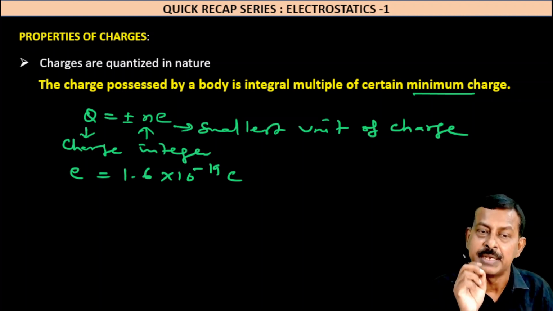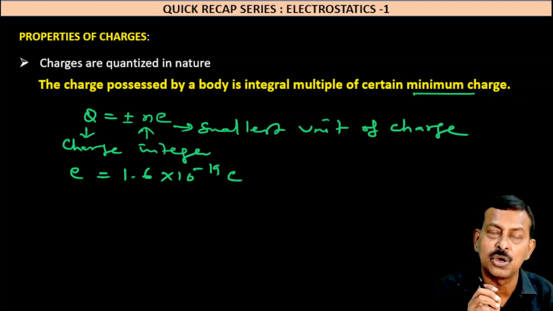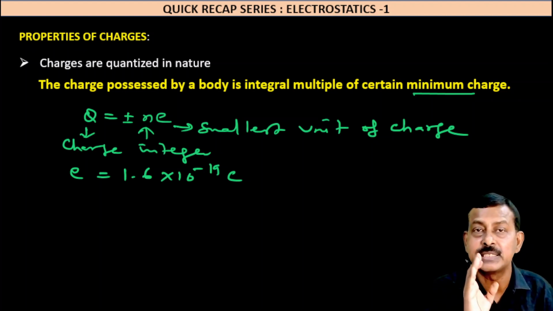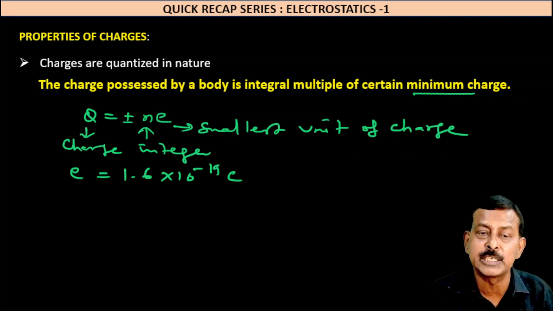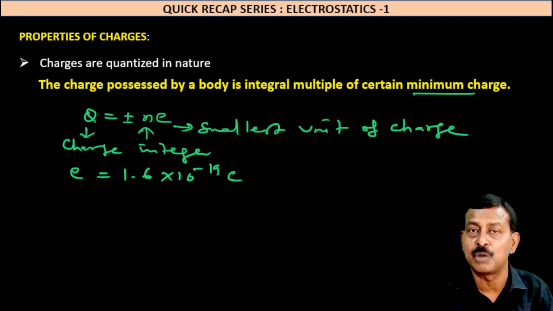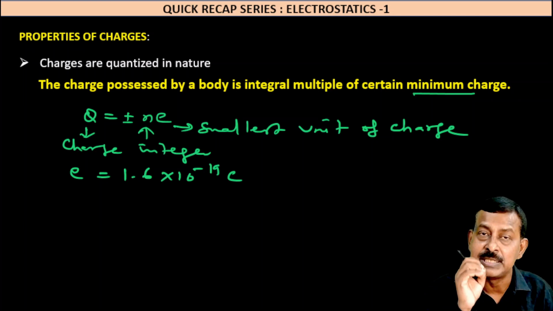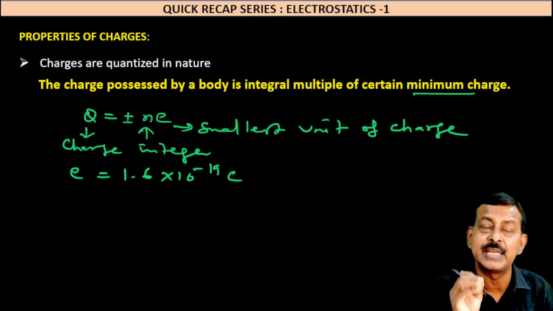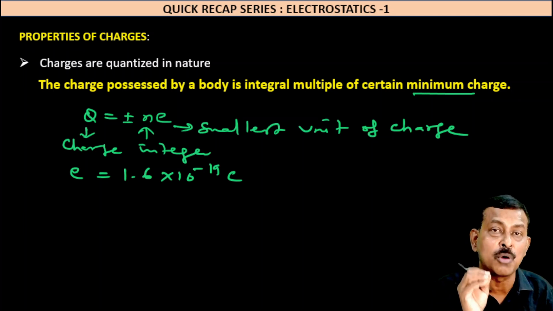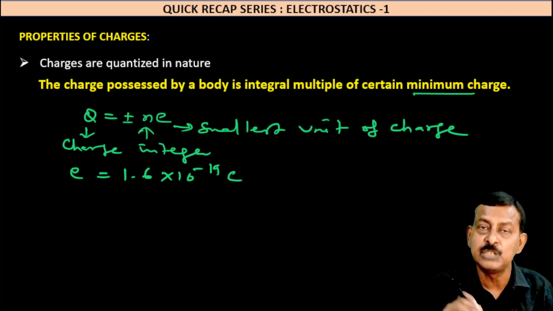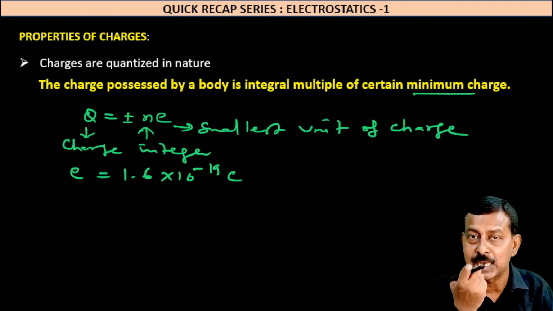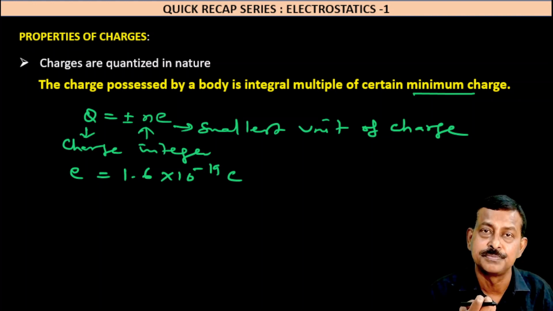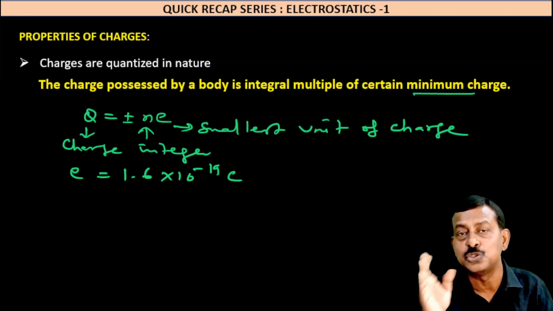Do remember, never say that quantization law is that the charge possessed by a body is an integral multiple of the charge on the electron. Although we use this expression Q equals n e for solving numericals, at this moment we are taking e as the charge on the electron, but basically it is the smallest unit of charge. In future, if some other particle is considered to be the one carrying the smallest unit of charge, which is less than the charge on the electron, in that case that e value will change to that particular particle.